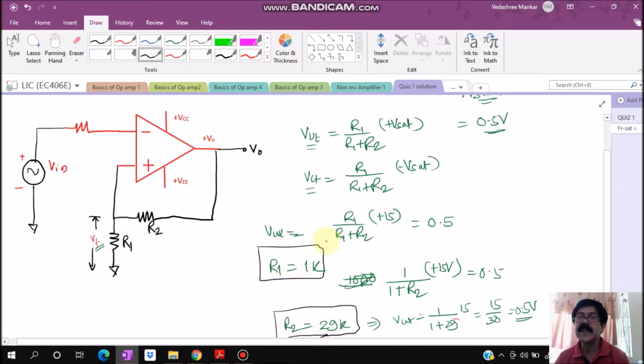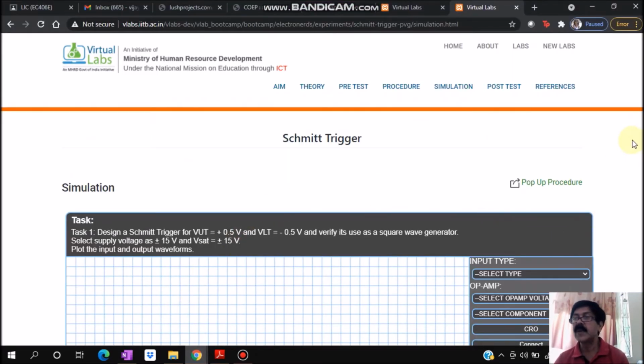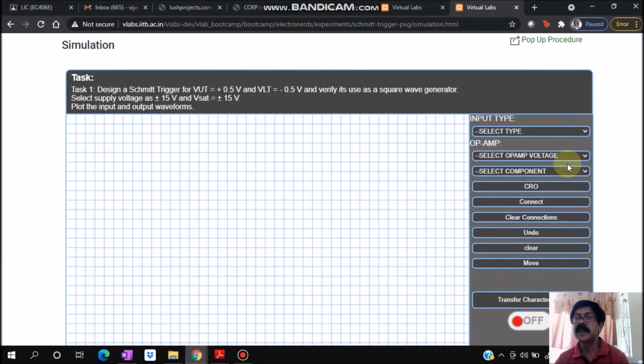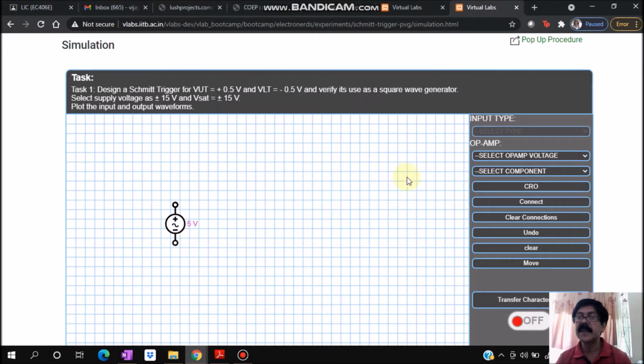Now we'll have to simulate that one. So we go for that one. Here, what do we observe? Let's say we need to select a sinusoidal signal I am giving. So here, let's say this is the input signal. Here, I'll choose plus minus 15 volt at 1000 hertz, let's say. Op amp, let's say plus minus 15 volt. These I have placed here.